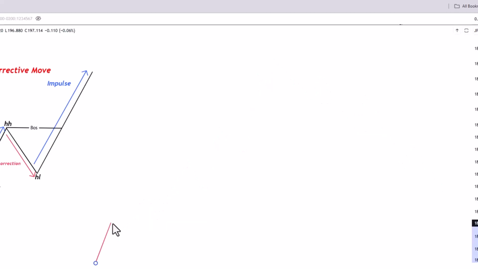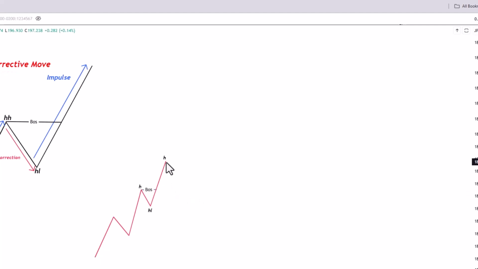So let's say we're in a bullish market. We've got higher highs and higher lows forming. The market pushes up, breaks the previous high. That's a break of structure. Then it pulls back to form a new higher low. That pullback is our corrective move. Then the next impulse breaks structure again and takes out the high. That's a clean uptrend. If at any point the market breaks below a higher low, we've now shifted structure. We've gone from bullish to potentially bearish. That break signals a change in momentum.